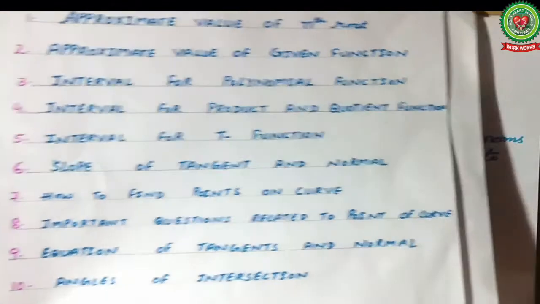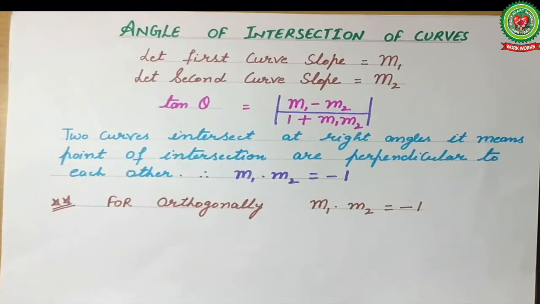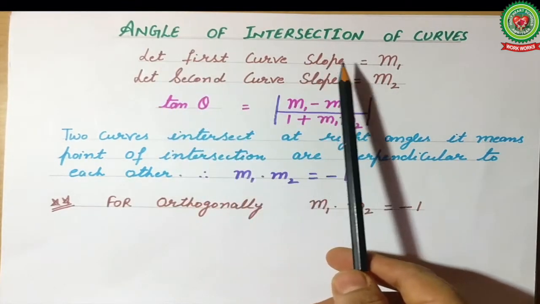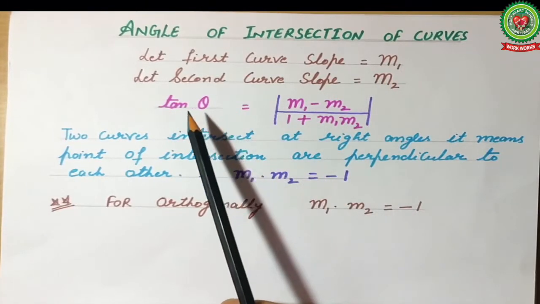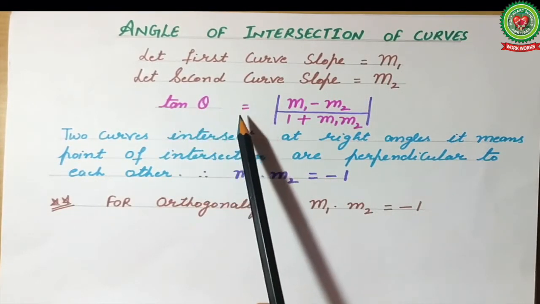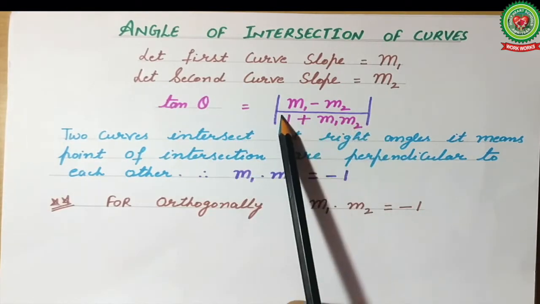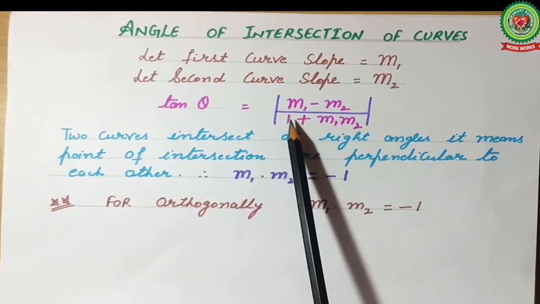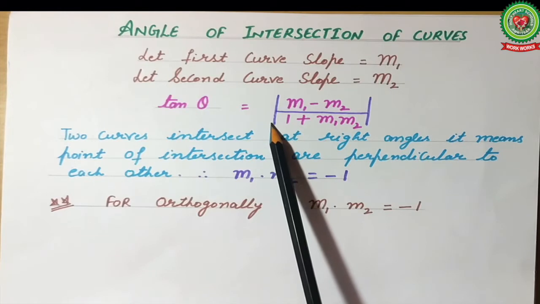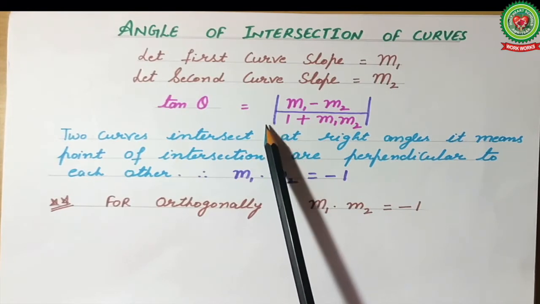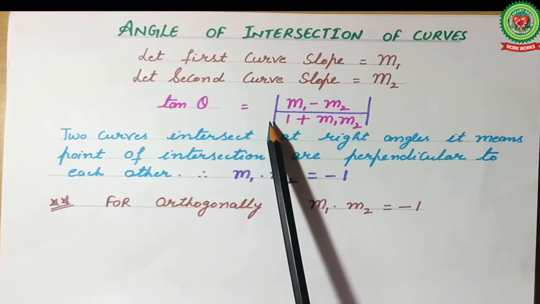As we have already done in our previous class, the angle of intersection between two lines, in the same way we can find the angle of intersection when two curves intersect. Let the first curve's slope be m1 and the second curve's slope be m2. Then according to the formula, tan theta is equal to modulus of (m1 minus m2) upon (1 plus m1 into m2). Why do we take the modulus sign? Because we take only positive angles.